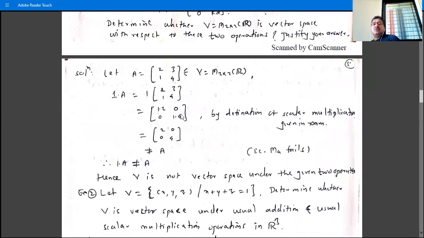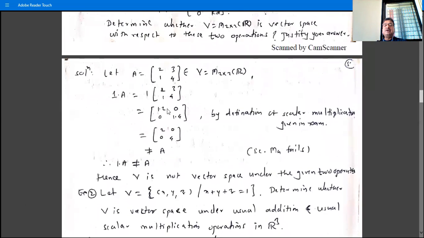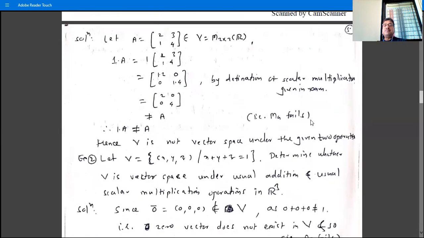We can also give the answer of this example. Take A as A, B, C, D, and then 1 times A is A, 0, 0, D, and it is not equal to A. So instead of this general example, we can give a particular example. It's called a counter example. This counter example justifies that M4 fails for the set, and therefore V is not a vector space under the given two operations.